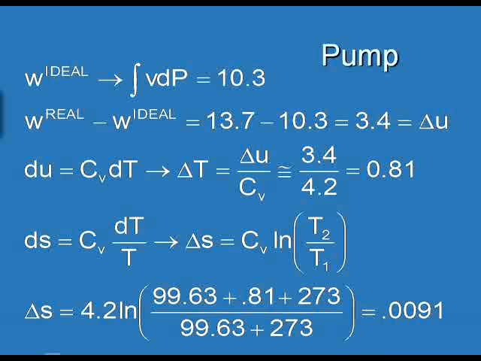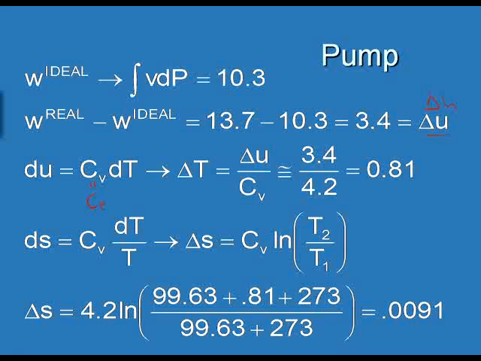Next thing we want to do is calculate the entropy change across the pump. This is a little bit complicated calculation. We calculate the delta work, the real work minus the ideal work, which is approximately delta U for a liquid, approximately the same thing as delta H. And delta U, or delta H for a liquid, is C heat capacity times dT. And recall CV is approximately equal to Cp for a liquid. So we'll use this change in enthalpy.